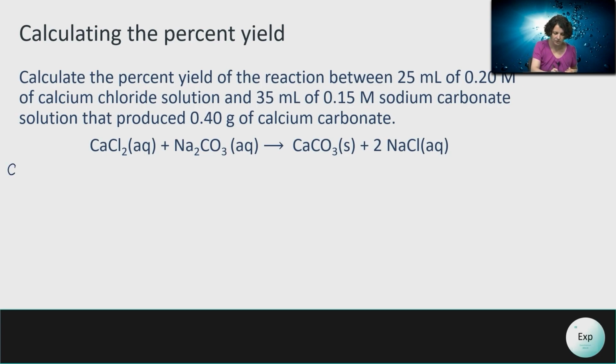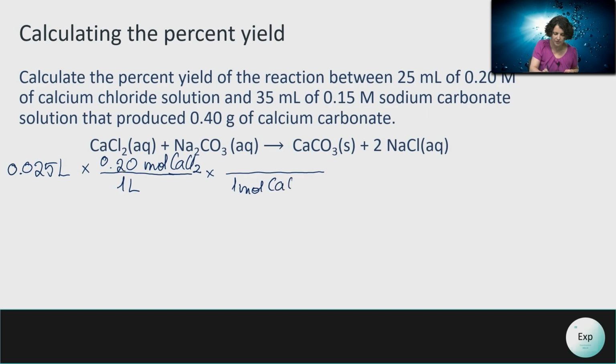For the calcium chloride solution, we have 0.025 liters of the 0.2 molar solution. So for every 1 liter, we have 0.20 moles of calcium chloride. Then we use the mole ratios from the equation. For every 1 mole of calcium chloride consumed, we're producing 1 mole of calcium carbonate in the solid state.